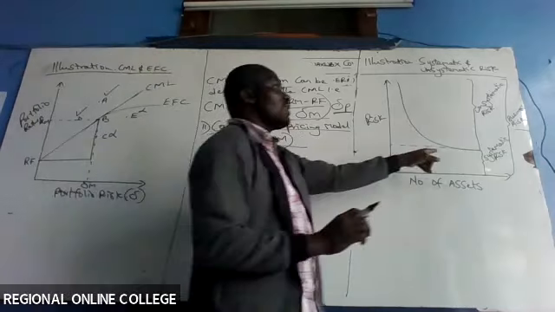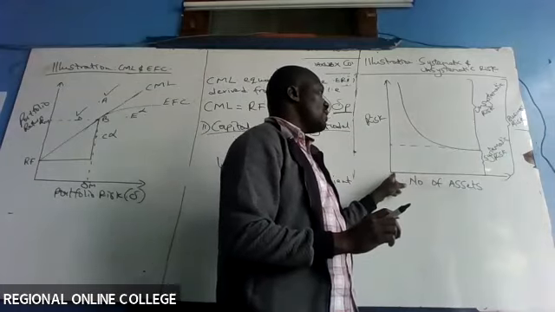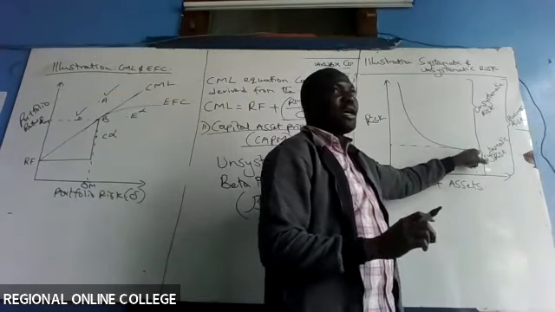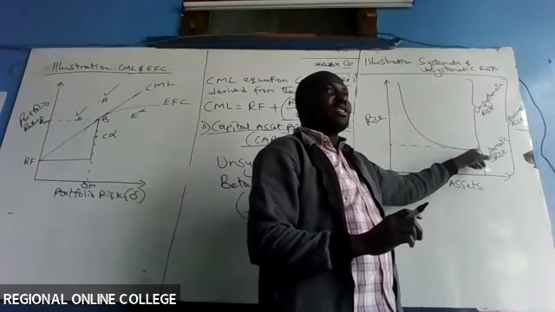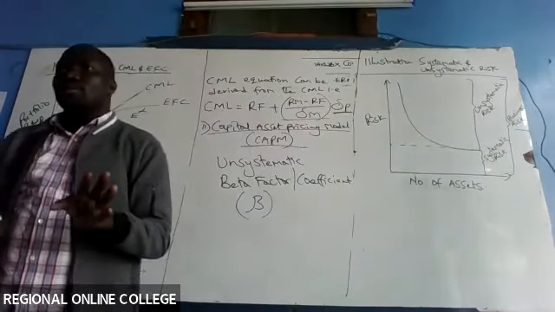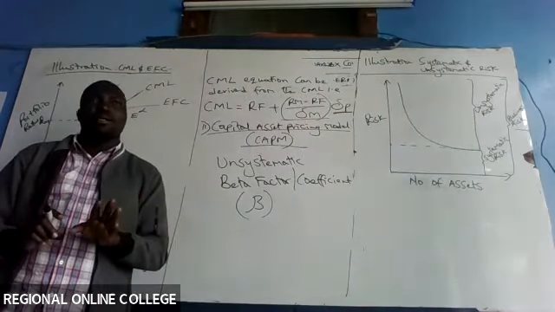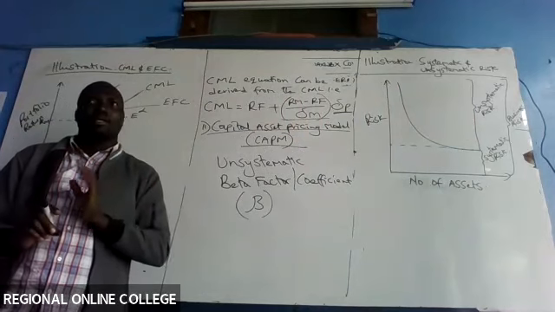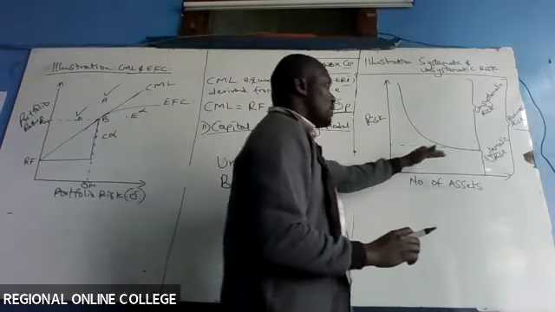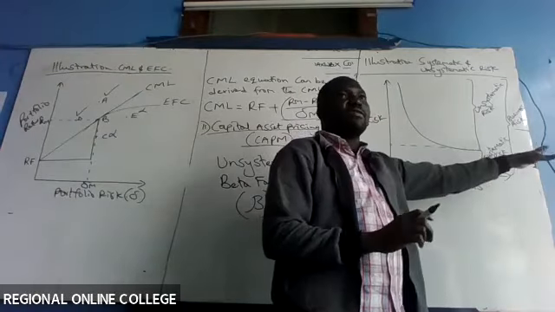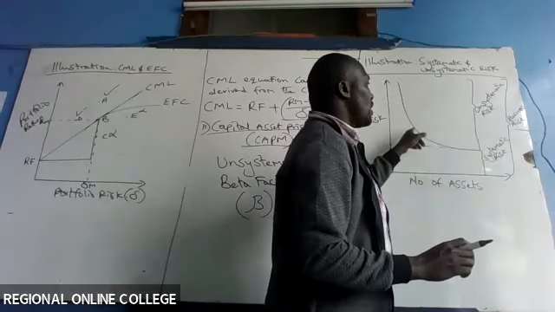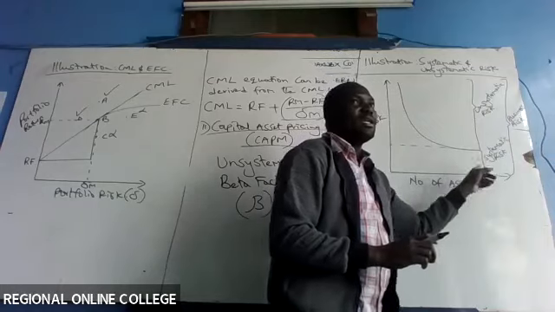But for the systematic risk, whether I have one asset or a million assets, this systematic risk will remain constant. It cannot be eliminated, it will always affect us. A good example is inflation. When inflation hits, it may hit whether you're in business A or business B. That is the systematic risk. So it will never reduce. It will be constant forever. But unsystematic risk reduces as I increase my investments.